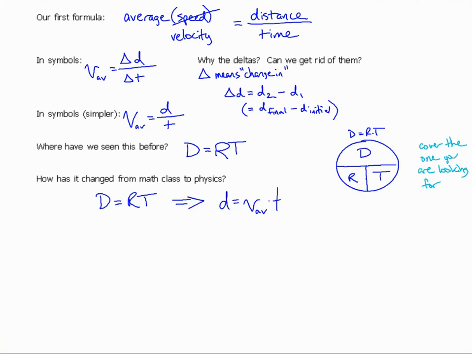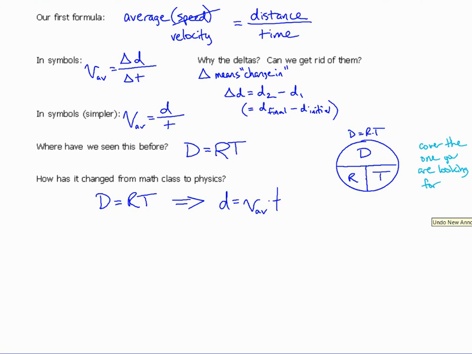So let's say that we are wanting to know distance. Well, how do we know distance? Cover up distance, and what you have is rate times time. We are looking for distance, and so the formula is rate times time.